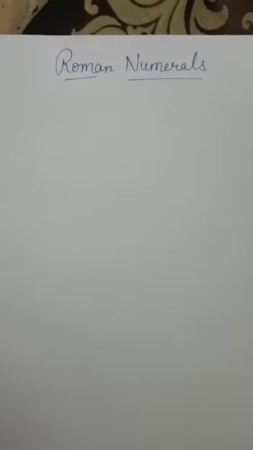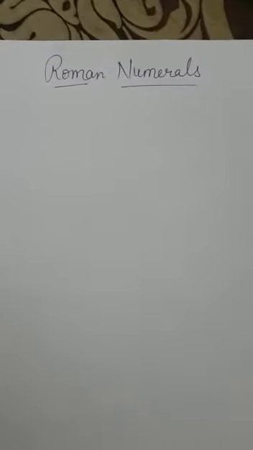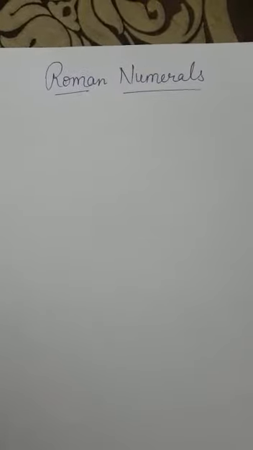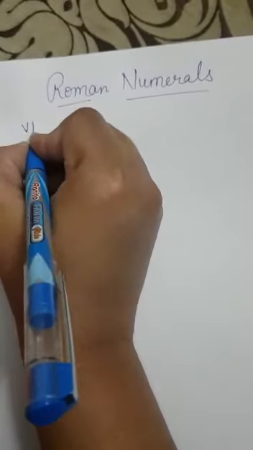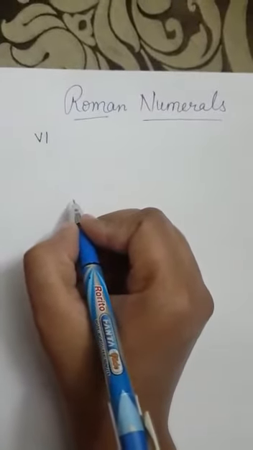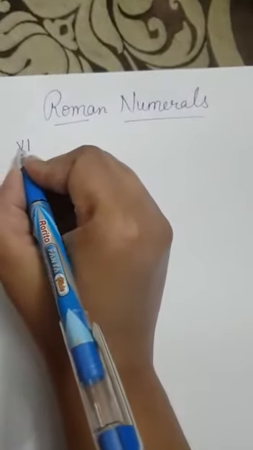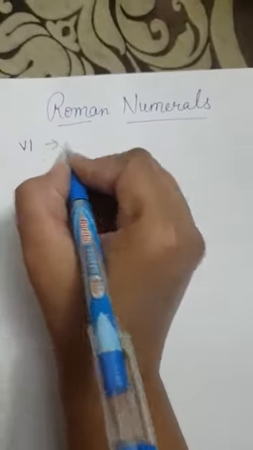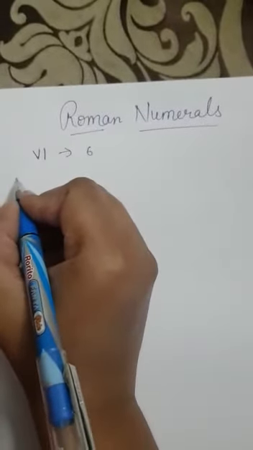Now, first of all, what are Roman numerals? You might have seen Roman numerals on your clock sometimes. And you used to write the name of your class, like your class is 6th, this way only. So you all know about these numbers a little bit, right? So this is the Roman numeral for your class 6. So let us start from the beginning.